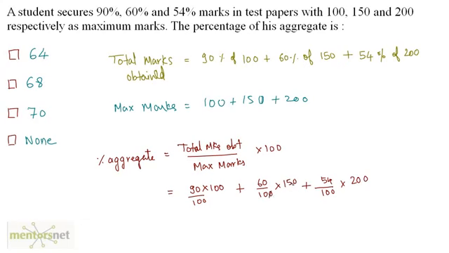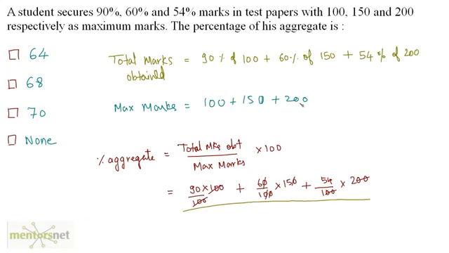So this 0 and this 0 get cancelled out. Here these two zeros get cancelled out. This 100 and this 100 get cancelled out, and these zeros get cancelled out. So what remains is, oh, we forgot to divide by the maximum marks. So divided by 100 plus 150 plus 200.